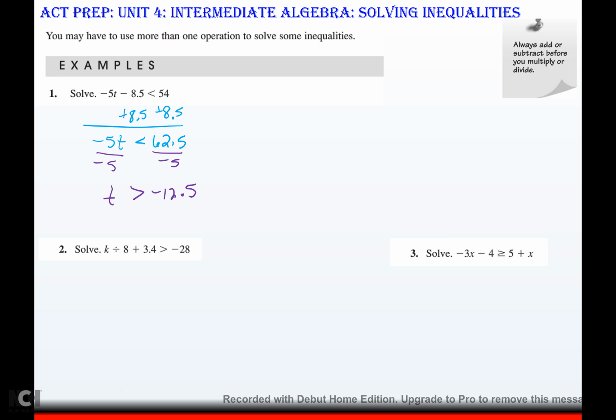Okay, on this bottom one, I don't like the way they write this, so I'm going to write it k divided by 8 plus 3.4 greater than negative 28. Okay, I'm going to get rid of the adding first, so I'm going to minus 3.4. That gives me k over 8.